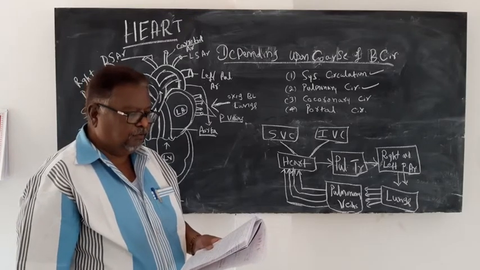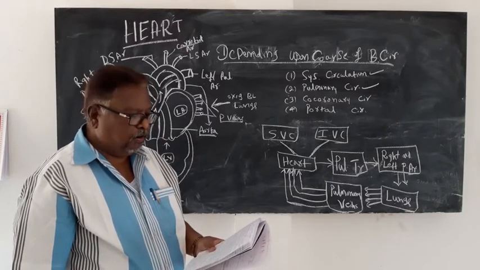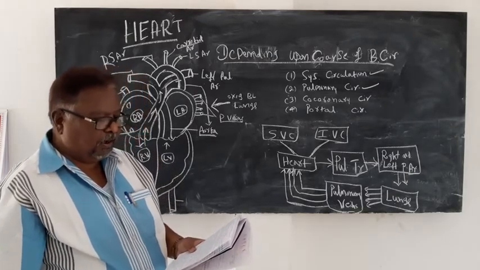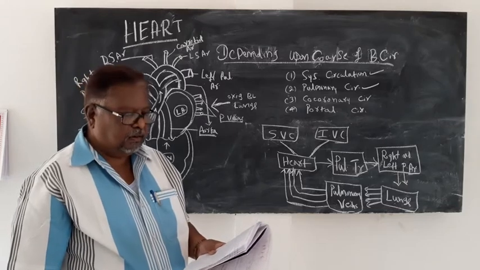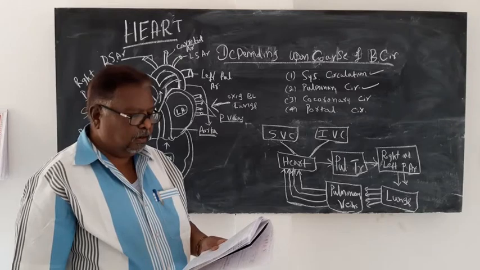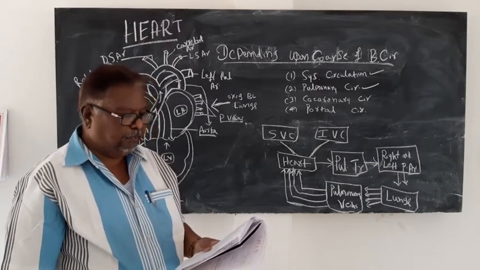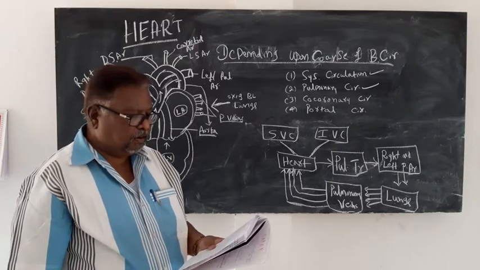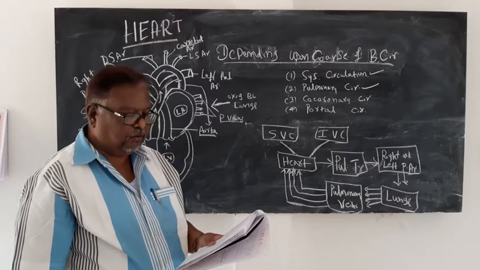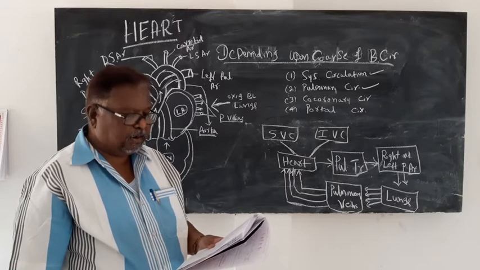The deoxygenated blood from the right auricle passes into the right ventricle through the auriculoventricular opening, which is guarded by the tricuspid valve. When the ventricle contracts, the blood is pumped into the pulmonary trunk. The blood is brought to the lungs for purification or oxygenation by the branches of the pulmonary trunk, that is the pulmonary arteries.